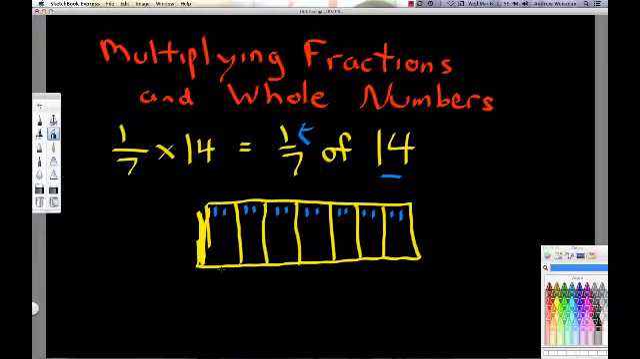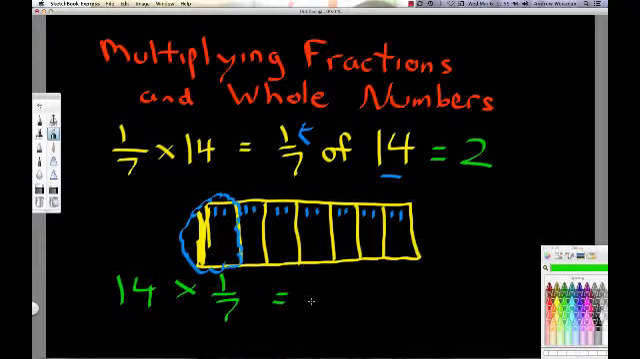Well, right here. This is one part of the 7, right there. So in fact, our answer is 2. So 1/7 of 14 is 2. And remember, because multiplication is a commutative property, which means it's the same going one way as the other, this can also look like this, 14 times 1/7, and you'll also get the same thing, 2.